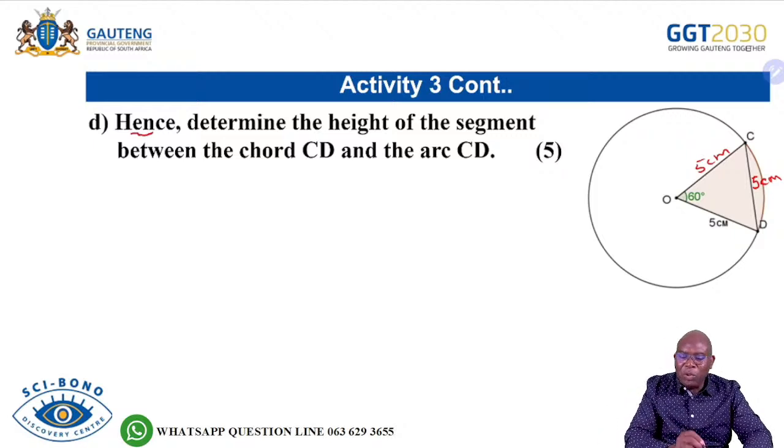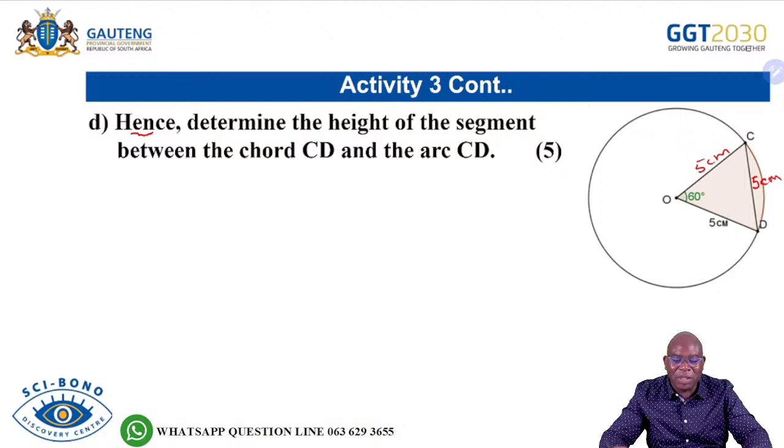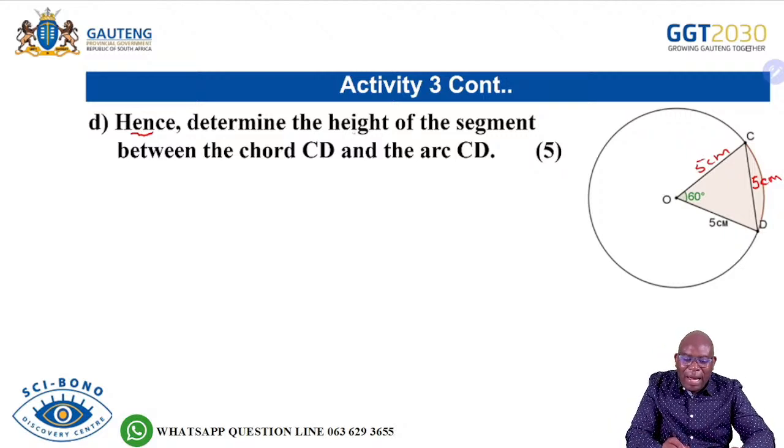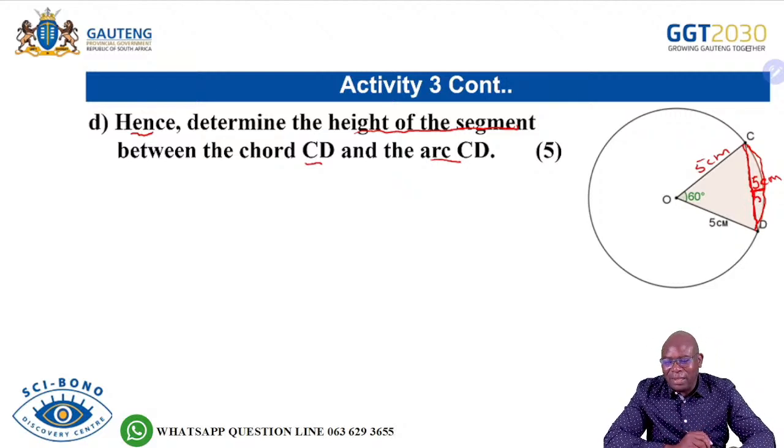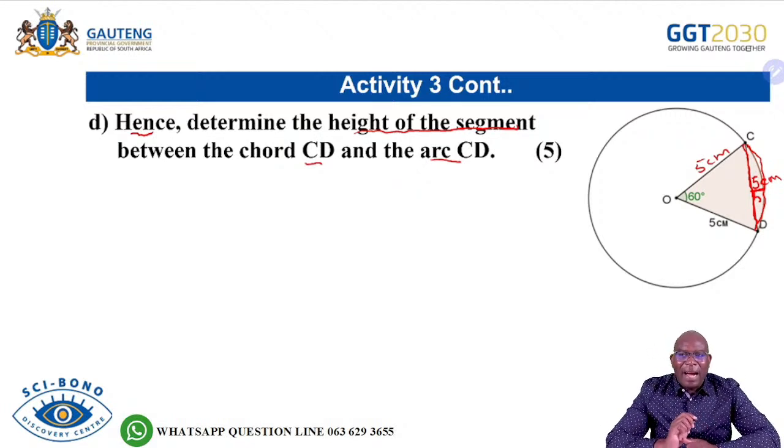So it says hence, meaning use the answer that you got in the previous question, where they said calculate the length of CD. Now we need to determine the height of the segment. Nice. Between the chord CD and the arc CD. In other words, I need the height of this. I need the height here. So how am I going to calculate the height? Remember, if I've got a chord, I need to find the height.